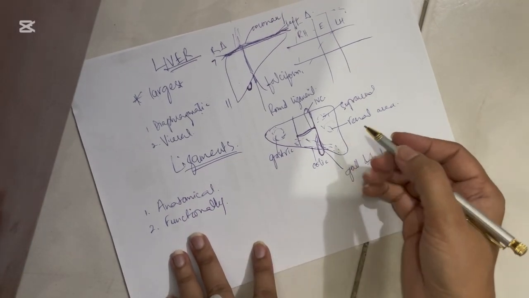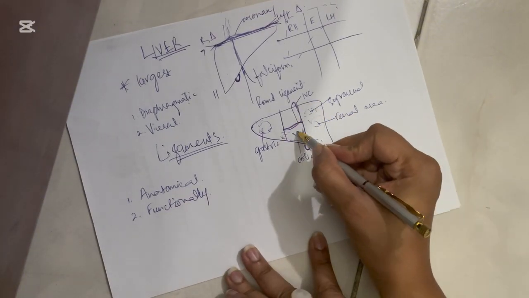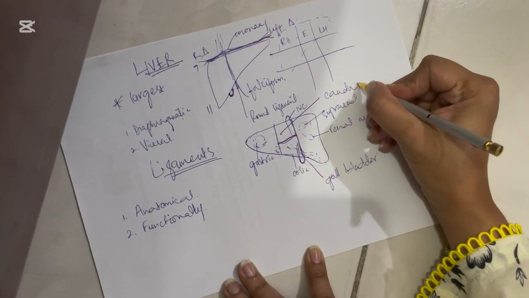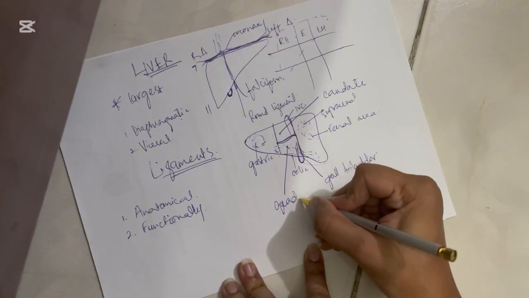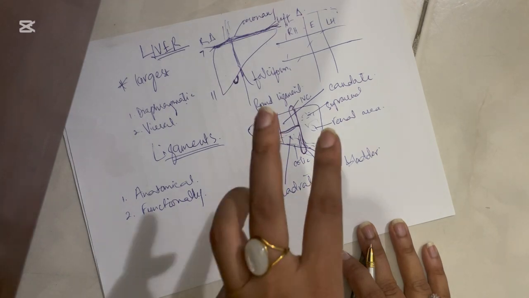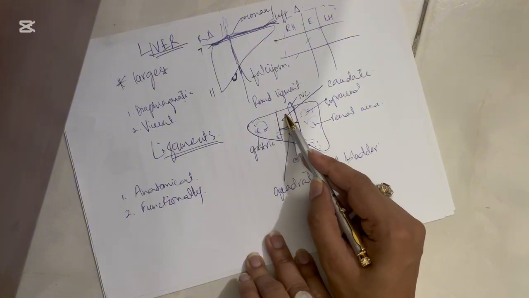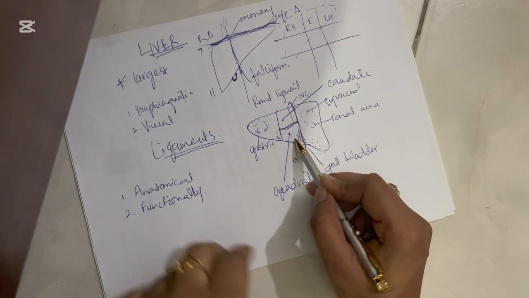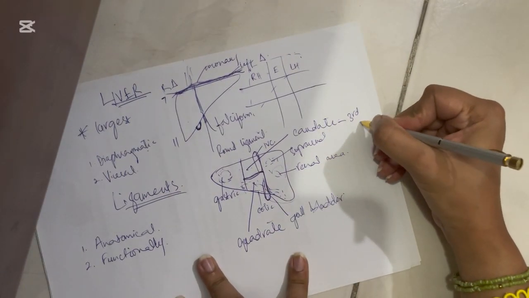four lobes. How? Here we can see this is the right lobe, this is the left lobe, this one is the caudate lobe, and this one is the quadrate lobe. So functionally, the liver is divided into four lobes, which are the right lobe, the left lobe, the caudate lobe posteriorly, and the quadrate lobe anteriorly. The caudate lobe is sometimes called the third liver.